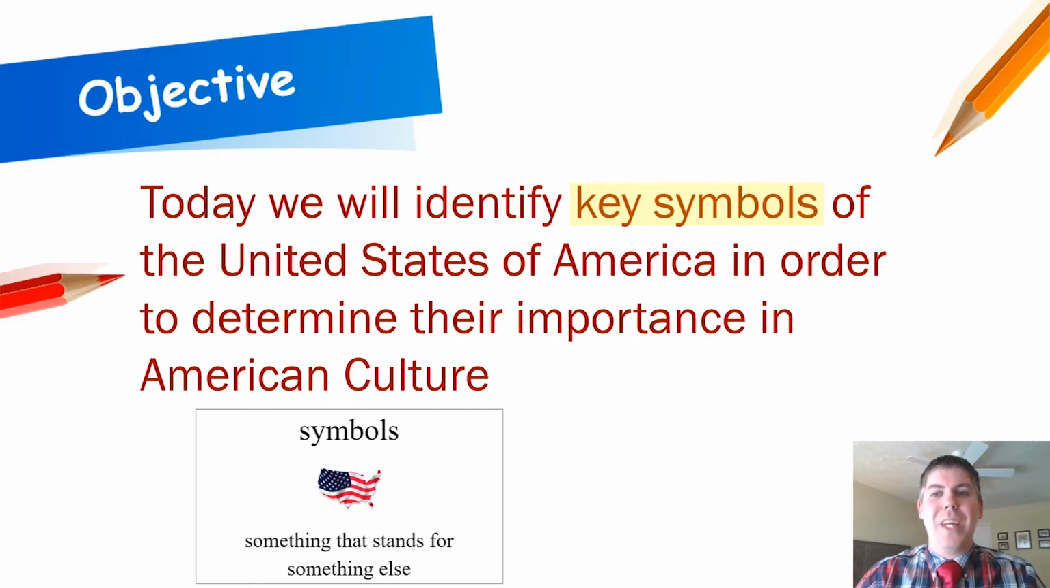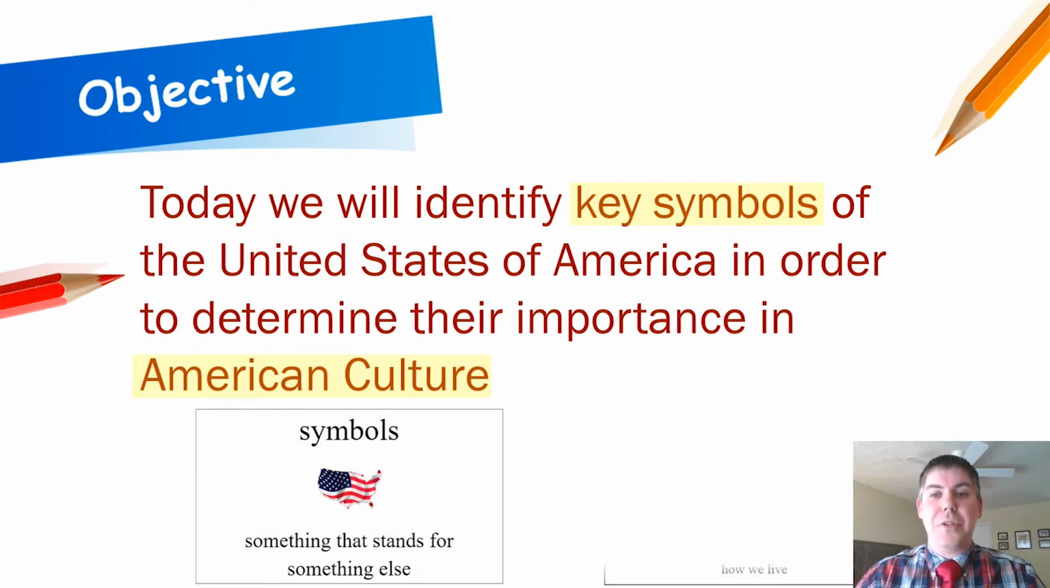I know that when we identify, we are picking something. I also see on our vocabulary card that symbols mean something that stands for something else. That means today we are going to be picking things that stand for something else. I also see that we will be determining their importance in American culture. I know that when something is important, it is usually really special in some way.